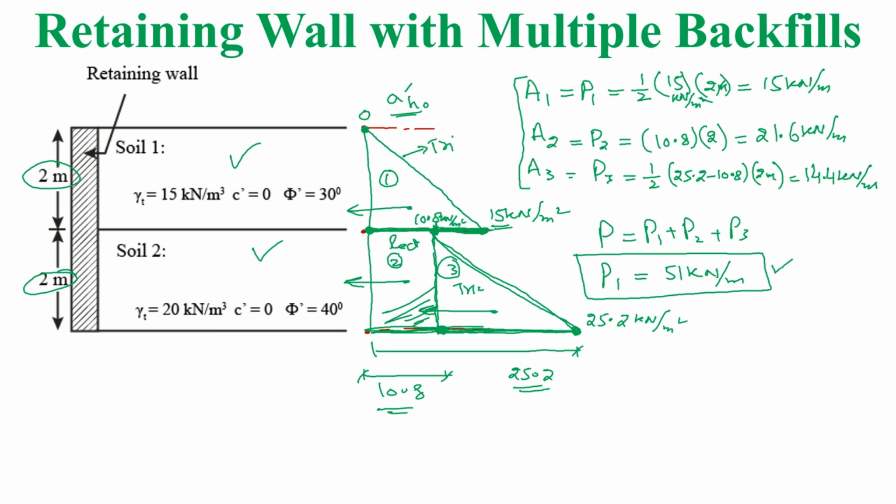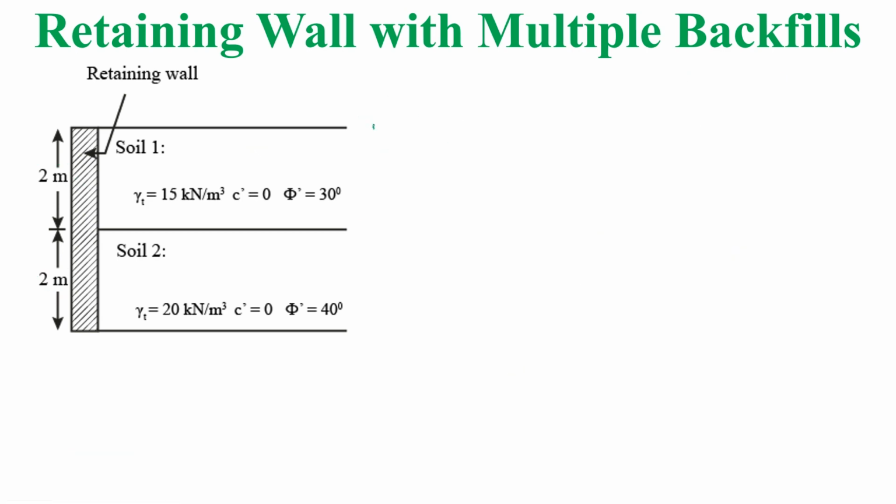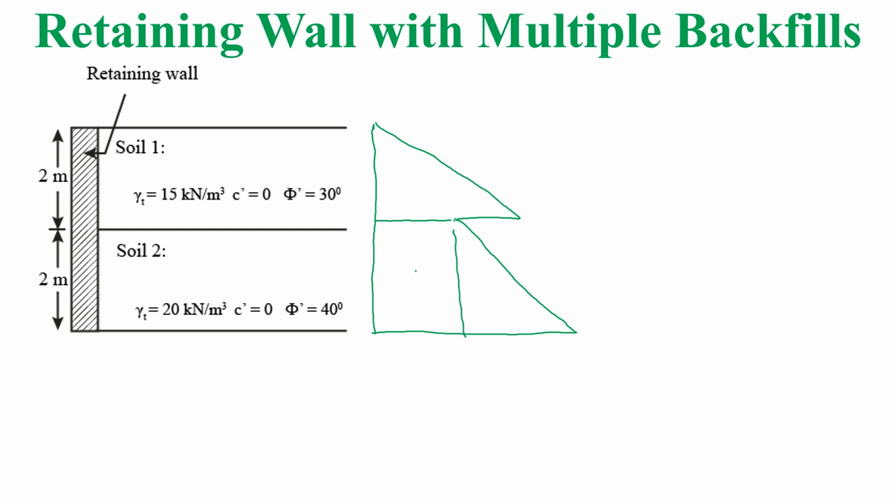Now we have to determine the location. So location can simply be determined. We will consider this point as the reference. So if this point is considered as reference, I will erase this and will draw again. Our diagram will be like this figure and this figure. Its force, because a triangle force acts at one third from the base and rectangle force acts at half from the base. So we have two triangles.